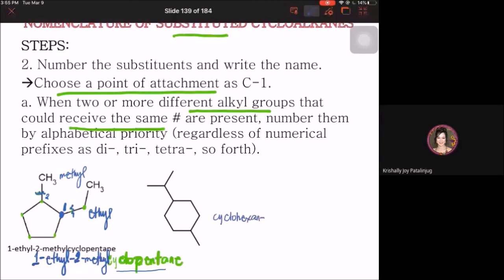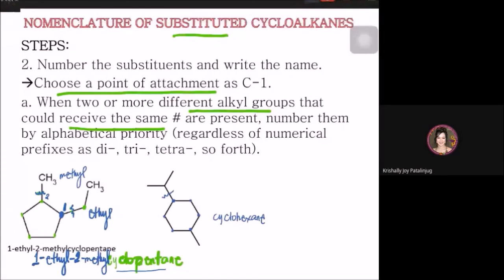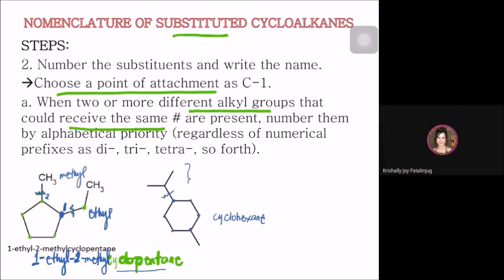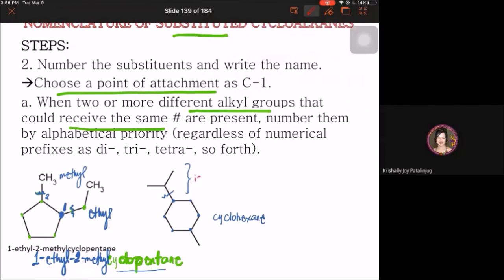Cyclohexane, because there are 6 carbons present in the ring. So it's cyclohexane, and it has two substituents. Tell me, what is the common name of the complex substituent on top? It is isopropyl. Very good. This is isopropyl, and the one below is methyl.